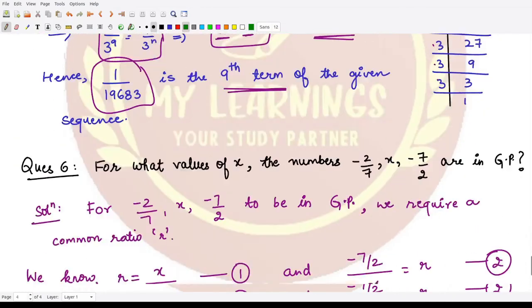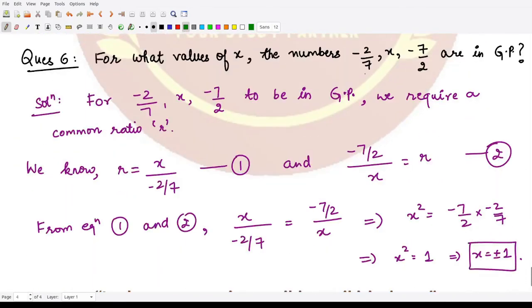In question 6, they are asking for what values of x these three numbers are in GP. Right, so the numbers are given to be minus 2 by 7, x, and minus 7 by 2. So now you need to know what is the basic property of a geometric progression. The basic property of a geometric progression is that when you divide any term with its preceding term, the ratio comes out to be the same. So when x is divided by minus 2 upon 7, that would be your common ratio, right? Suppose r is the common ratio.